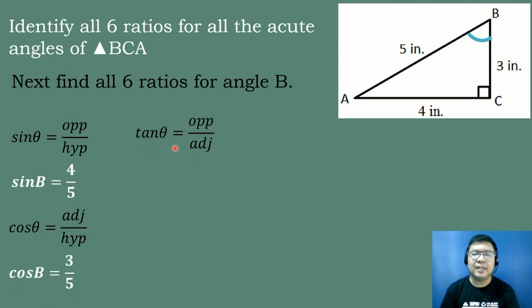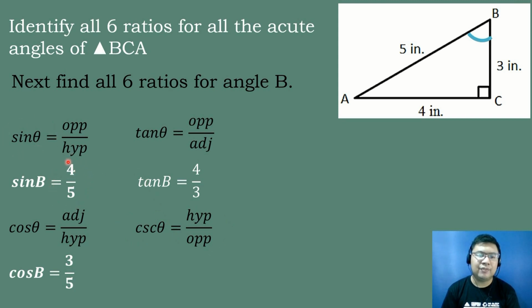So we have 3 over 5. Next one for tan theta equals opposite over adjacent. Let's look at the given angle, angle B. So the opposite side is 4 inches and the adjacent side is equal to 3 inches. So tan B will be equal to 4 over 3. Next, let's compute for cosecant theta, which is equal to the hypotenuse over opposite. So since cosecant theta is reciprocal with sine theta, let's just alternate the value of 4 over 5. So 4 over 5 will be 5 over 4. So that will be the value of cosecant B, 5 over 4.